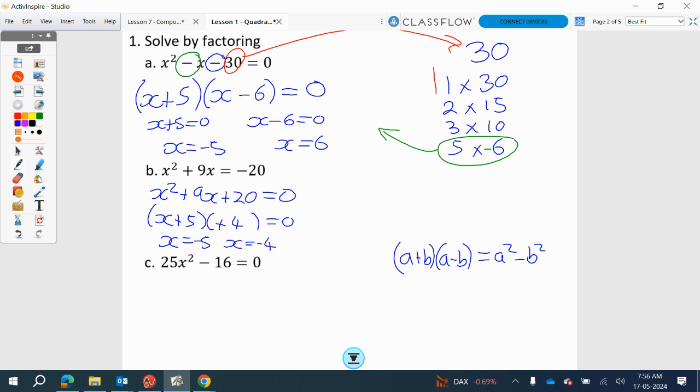All right. C is a bit trickier to solve by factoring. We need to use the conjugate rule: x plus b, x minus b equals x squared minus b squared. So if this is a squared minus b squared, if this is a squared, what is a? 5 what? X. So a is 5x. If this is b squared, what is b? 4. It's going to be both, positive and negative. So we get 5x plus 4, 5x minus 4 is equal to 0.